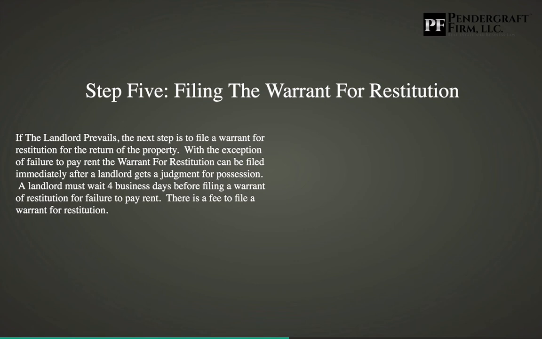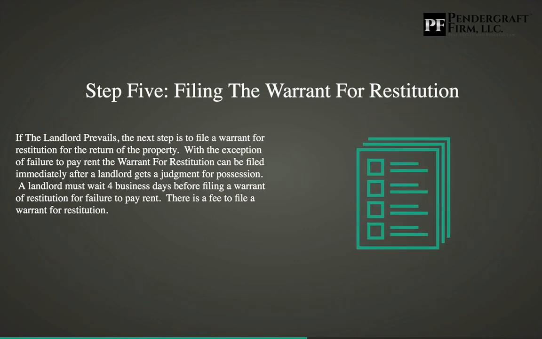Step 5. Filing the warrant for restitution. If the landlord prevails, the next step is to file a warrant for restitution for the return of the property. With the exception of failure to pay rent, the warrant for restitution can be filed immediately after the landlord gets a judgment for possession. A landlord must wait 4 business days before filing a warrant for restitution for failure to pay rent. There is a fee to file a warrant for restitution.